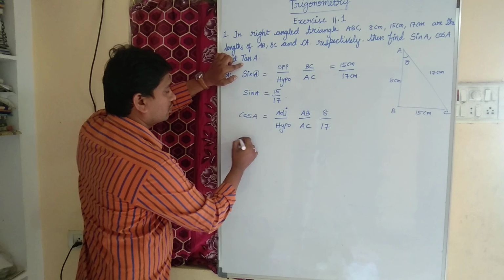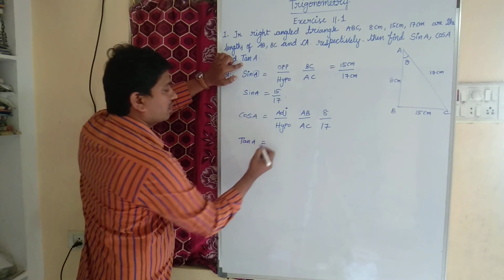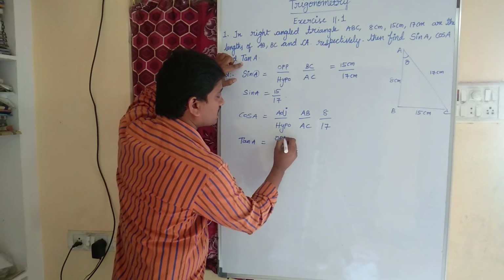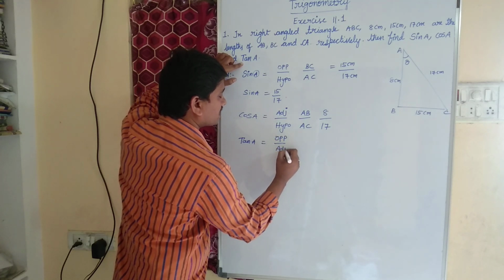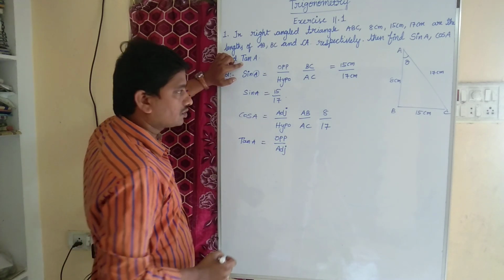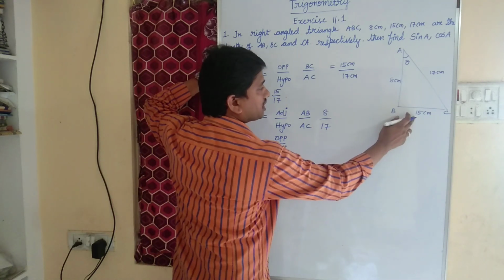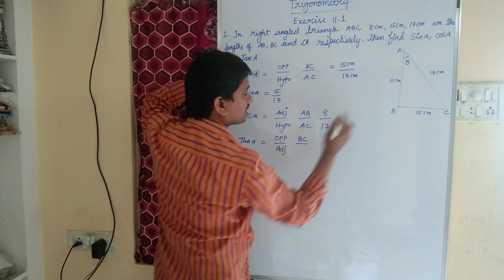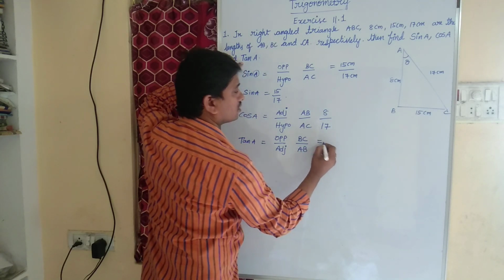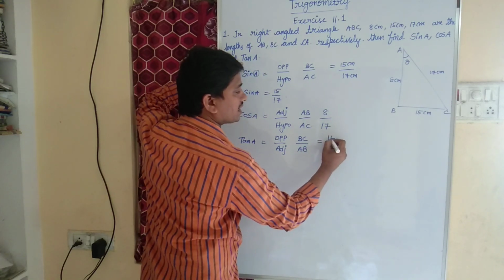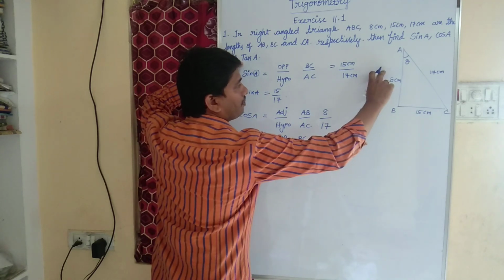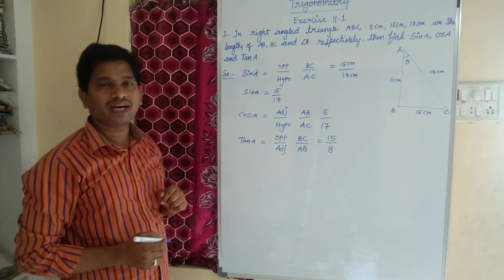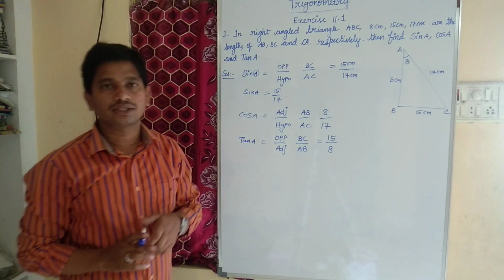Now coming to tan. What is the ratio of tan function? Tan is opposite side by adjacent side. So with respect to A, opposite side is BC and adjacent side is AB. So BC is 15 centimeter and AB is 8 centimeters. So tan A is 15 by 8, right?